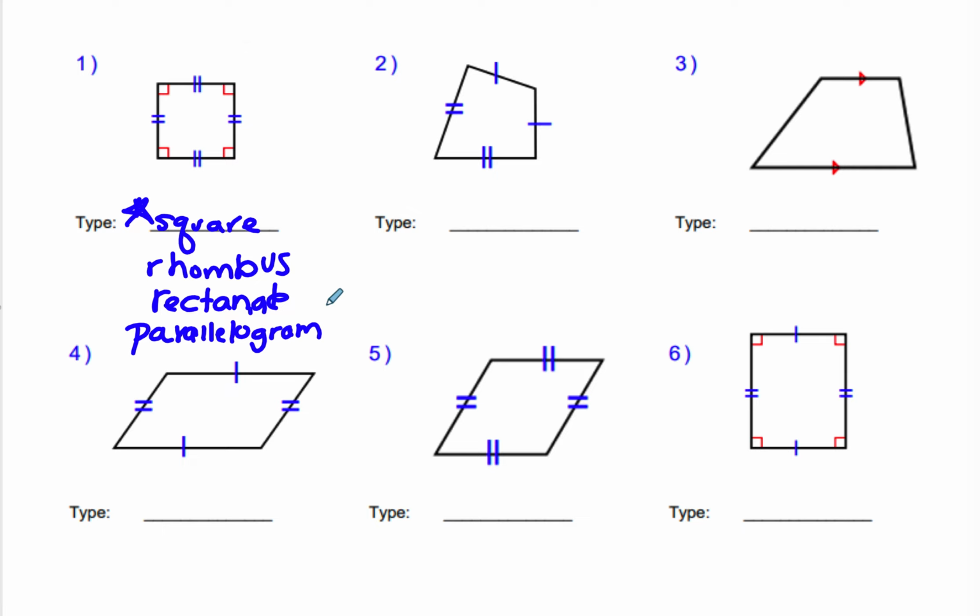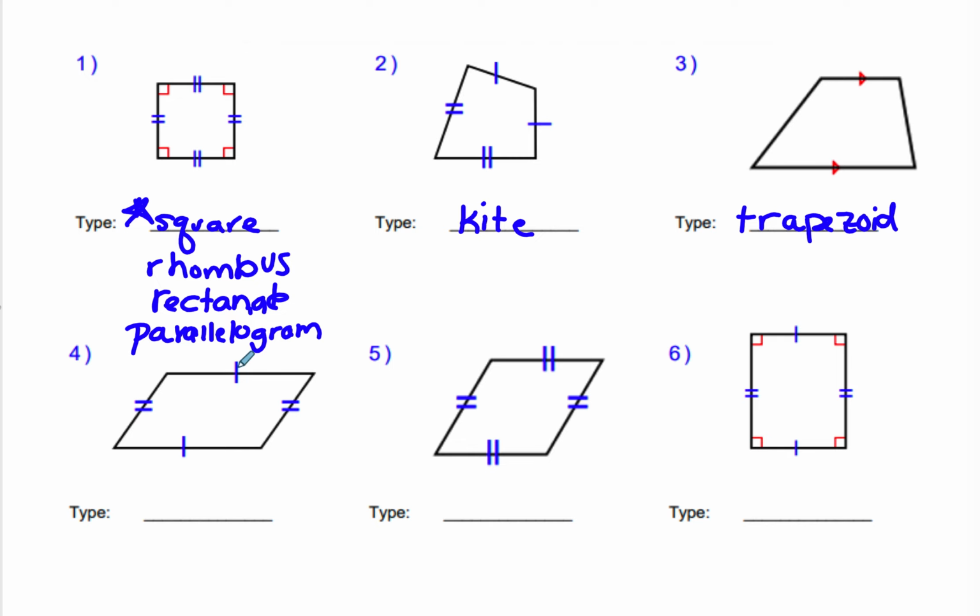Okay. All right, so 2. We have 2 short sides that are congruent and adjacent, 2 long sides that are congruent and adjacent. That's going to be a kite. That's the only name for that shape. Number 3 has a top and bottom parallel. That's going to make it a trapezoid. That also is the only name for that one.